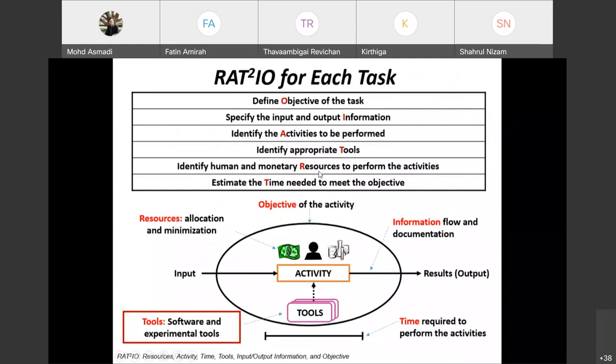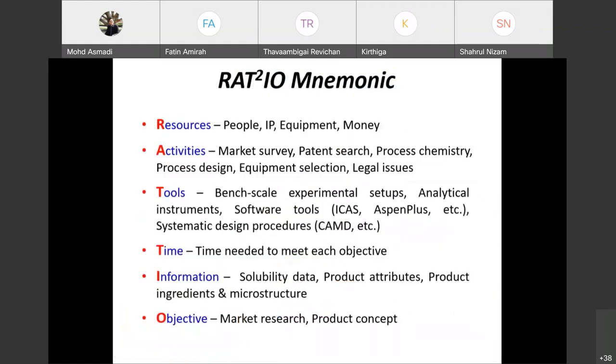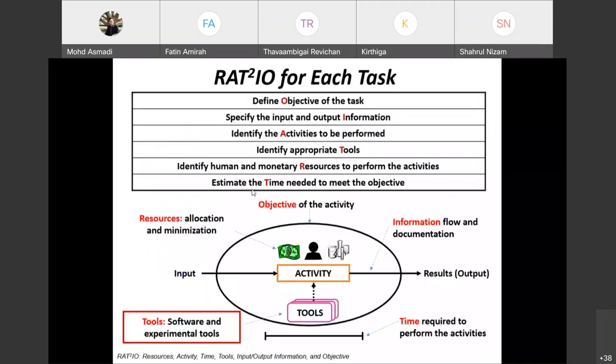Let's move to the RAD2IO for each task. What is RAD2IO? In order to achieve the objective or sub-objective, we need different resources. RAD2IO stands for resources, activities, tools, time, information, and objective. We need this flow to achieve the objective and sub-objective. This is the acronym.